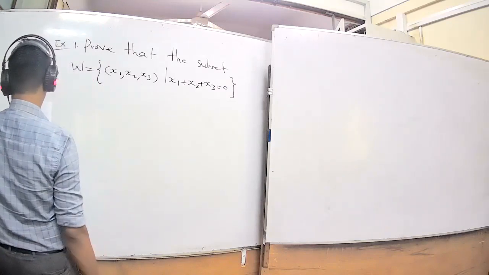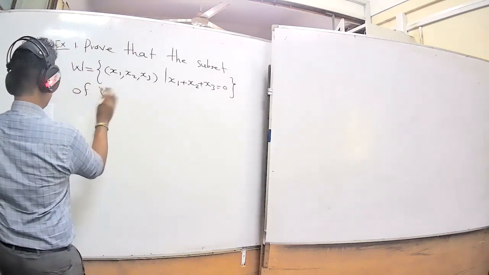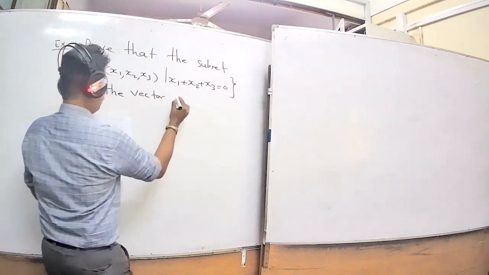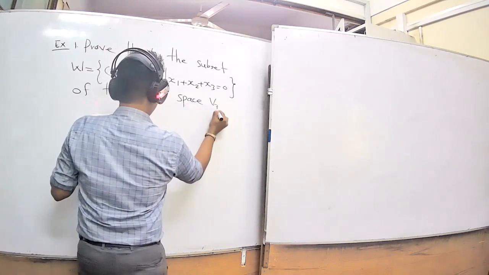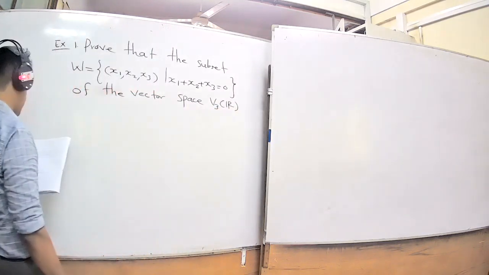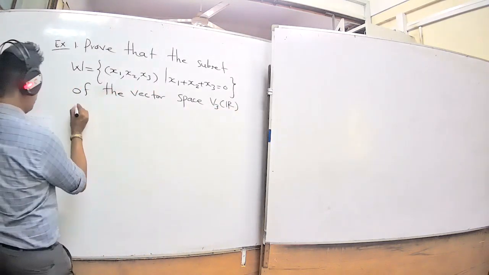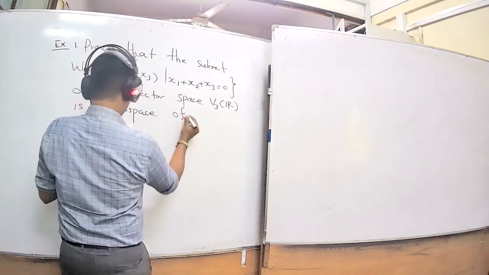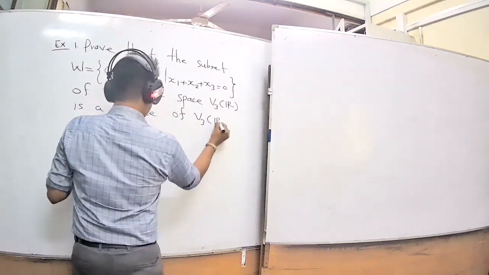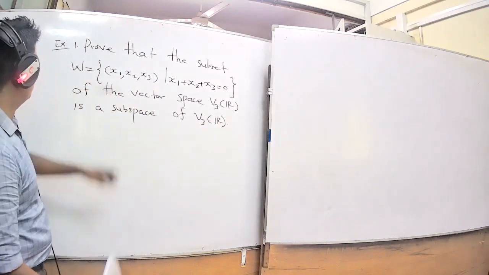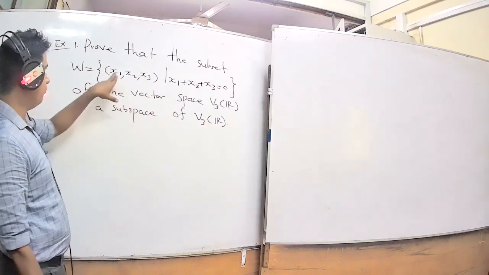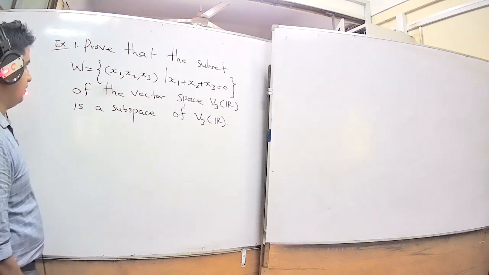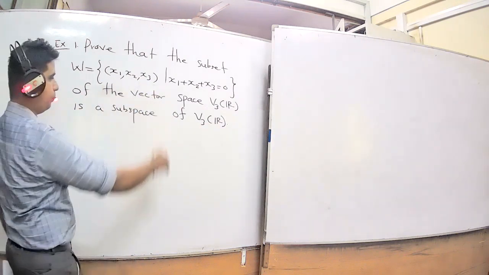is a subspace of the vector space R^3, the real numbers cubed, which means ordered triples. R^4 would mean (x1, x2, x3, x4). They asked us to prove that it is a subspace.